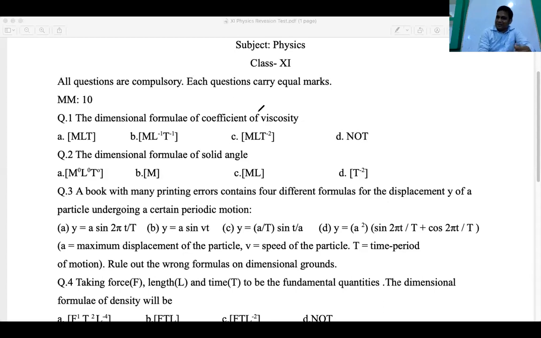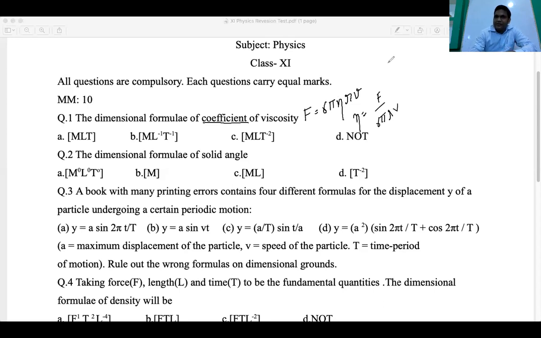By the way, coming to the first question: the dimensional formula of coefficient of viscosity. You should know this formula: F is equal to 6 pi eta r v, where r is radius, v is velocity, eta is the coefficient of viscosity, and F is force. Option B, sir. Let's see how we can calculate. Eta is M L minus 1 T minus 1. Let's solve it from F = 6 pi eta r v.